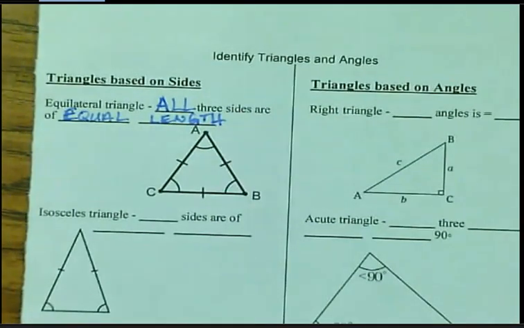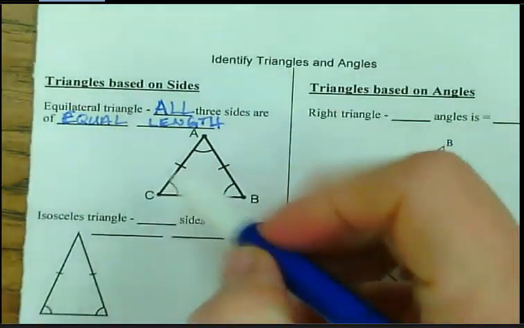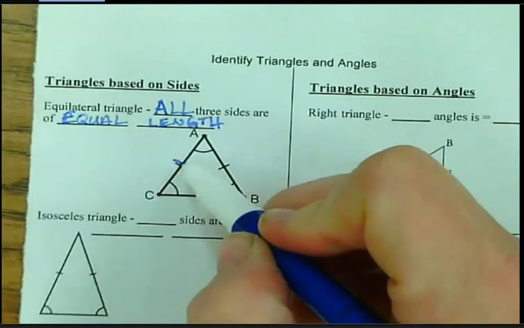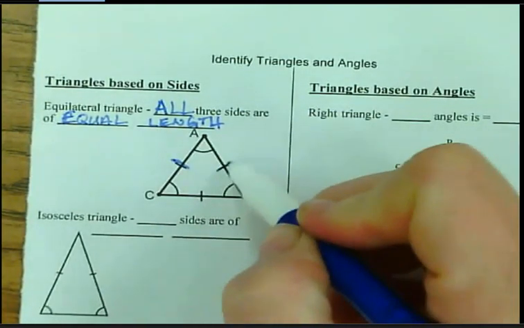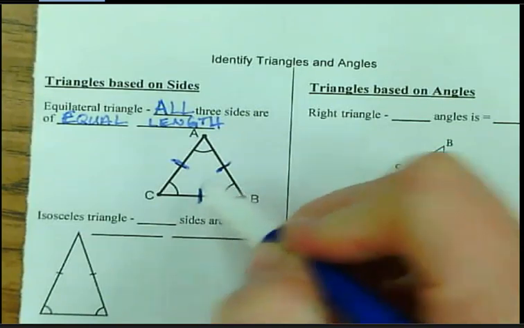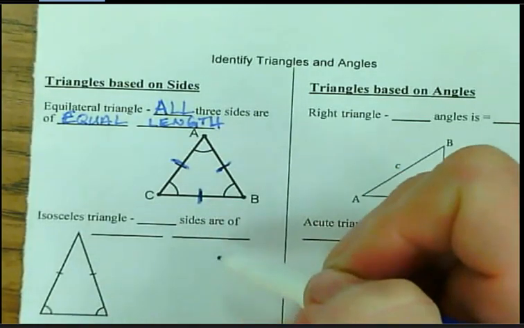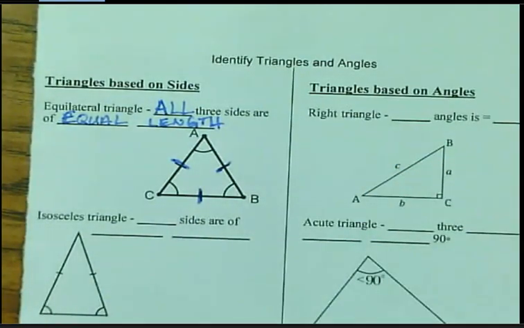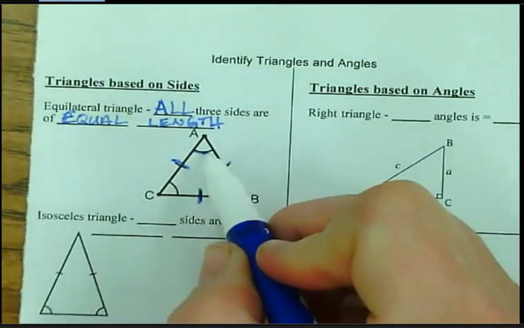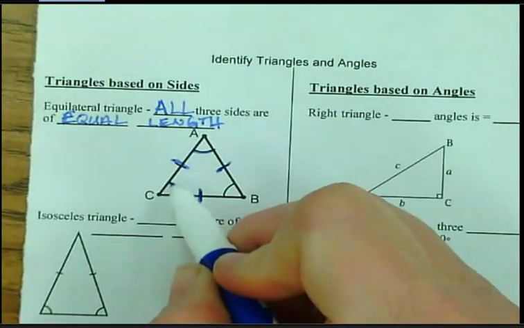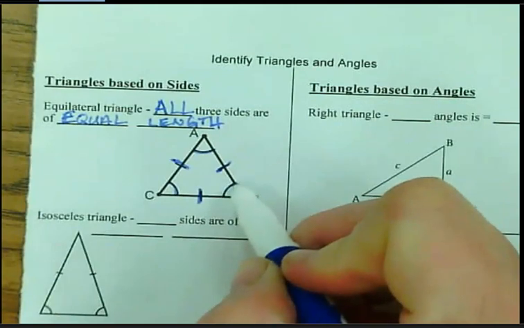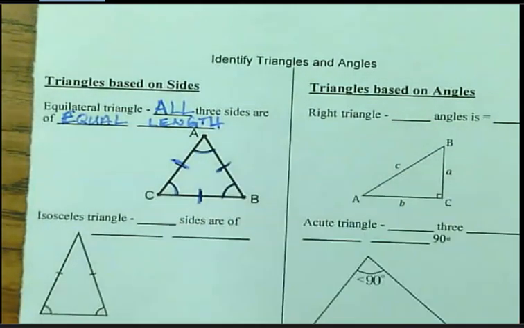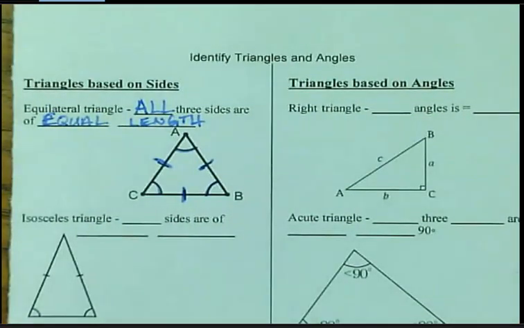Now, also notice that there's these lines like we did in the last one. There's one line here, one line here, one line here. Because they all have one line, it says, hey, these are equal. And this, and this means all three angles are equal. Really, that's why it's an equilateral triangle.